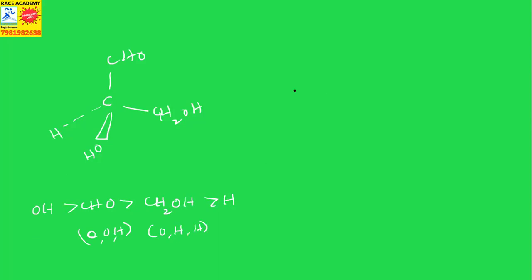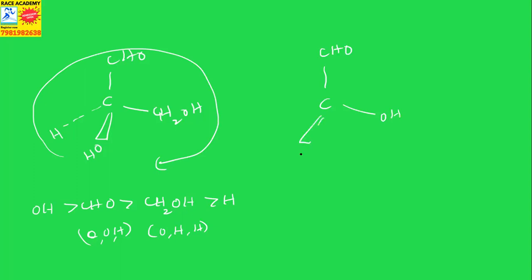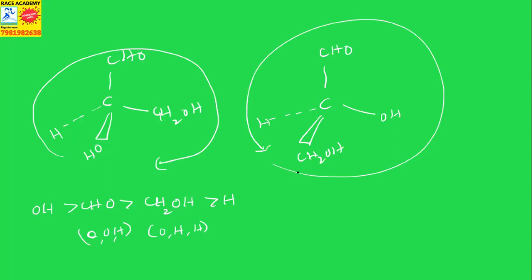Okay. Then this is called R configuration. Here this is the priority order configuration. So OH, then CHO, like this. And S configuration will come in this way. That is, you'll write OH here and CH2OH here, and this is the hydrogen. And this is the anti-clockwise direction of the order. So it is S configuration. The first one is R configuration.